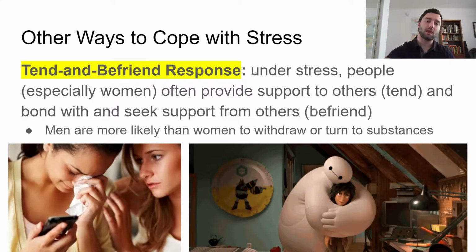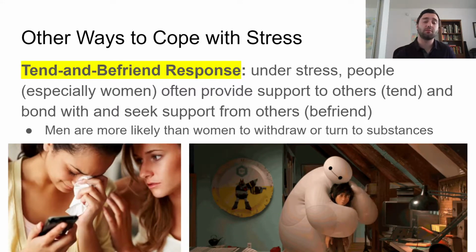So people will provide support. That's the tend part. So when you see someone who seems really, really stressed and you go out of your way to do something for them, that's tending. You're tending to that person, you're supporting them. And then in addition, you also create bonds. You might seek to bond with other people. Somebody you don't know, it's actually not uncommon for people to bond in a stressful situation, even if they don't know each other, or to seek support from others. All of that is considered the befriend.